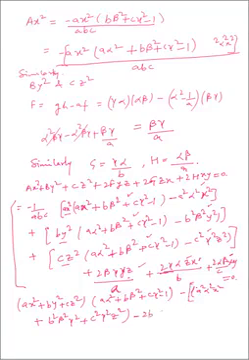minus 2 BC beta gamma YZ minus 2 CA gamma alpha ZX and minus 2 AB alpha beta XY is equal to 0.